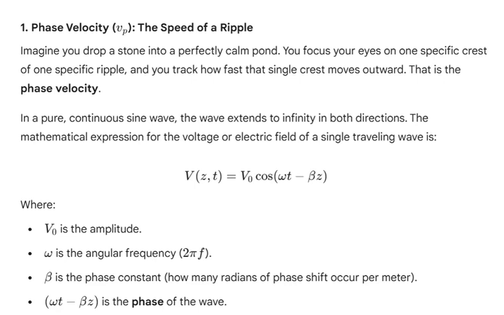Understanding phase velocity and group velocity is important in RF and microwave engineering. It also helps understand how energy and information move through the universe. 1. Phase velocity, Vp, the speed of a ripple.